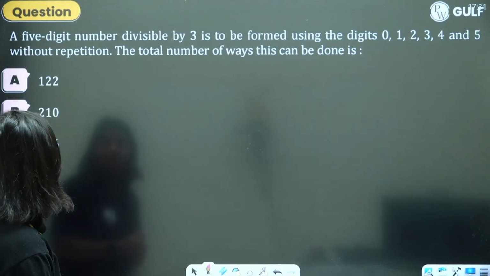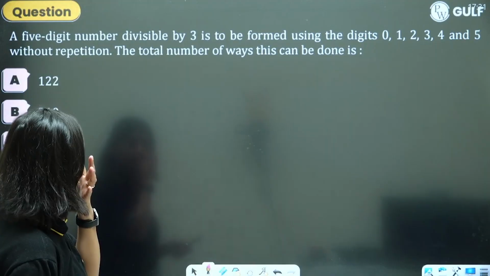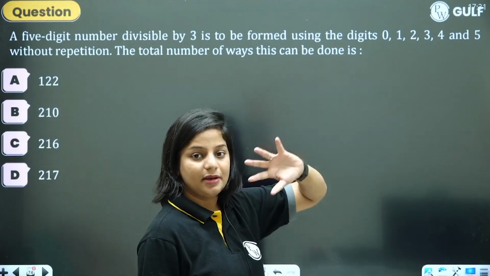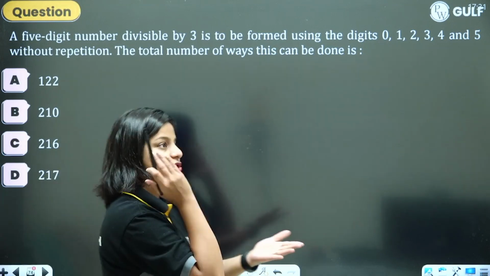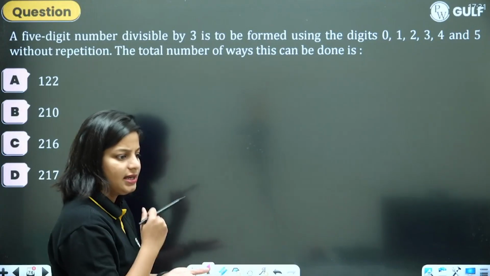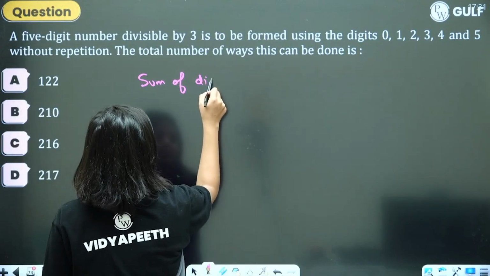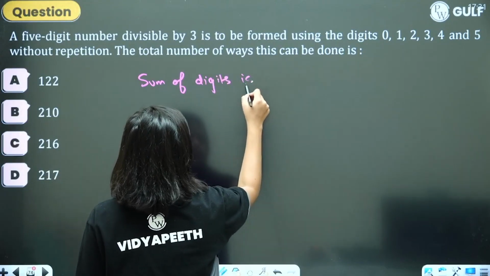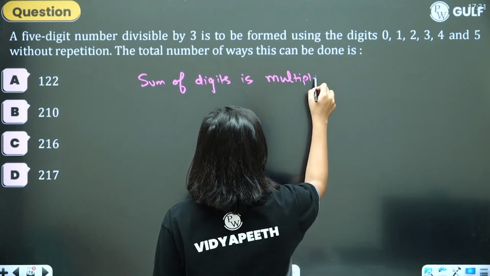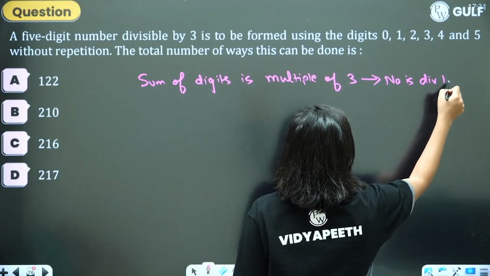imagine it. A 5-digit number is divisible by 3, formed by using the digits 0, 1, 2, 3, 4, 5 without repetition. The total number of ways this can be done. Now, what is the condition for divisibility by 3? It's similar to 9. The condition for divisibility by 3 is if the sum of digits is a multiple of 3, divisible by 3, then the number is divisible by 3.